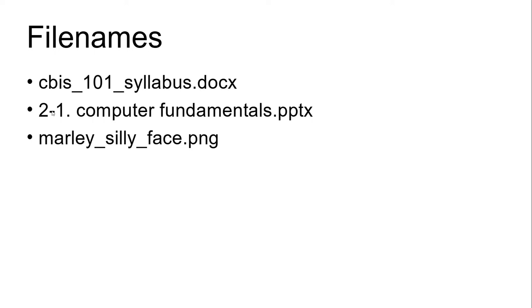The next example is 2-1.computerfundamentals.pptx. This is another example of a file name, and this is a PowerPoint presentation. This is the name of the file that I am currently presenting off of right now. You'll notice there's actually two periods in this file name. I did that on purpose because I want to demonstrate that the file type is all of the text after the last period in the file name. Everything before, including the stuff before and between the two periods, is all part of the name of the file. The computer will only count the type as everything after the last period in the file.